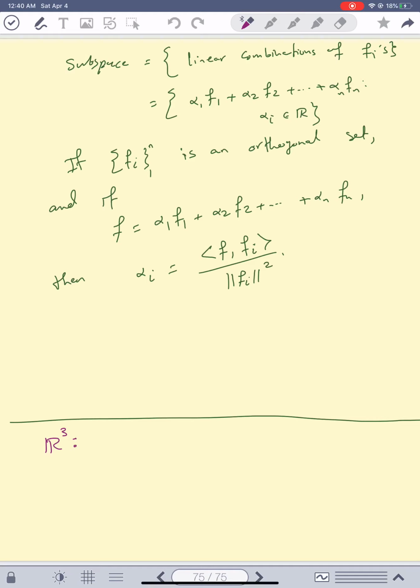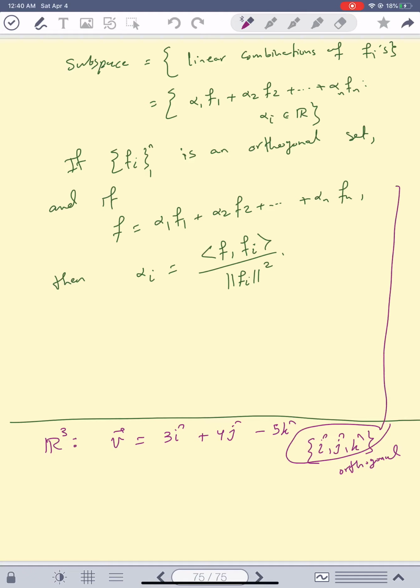In R3, take any vector v, for example, v is 3i plus 4j minus 5k. Now i, j, and k are orthogonal. So I'm saying i, j, k play the role of the f in this statement, f1, f2, f3. I'm trying to generalize the concept of orthogonal vectors to orthogonal functions. So now i, j, k are orthogonal, fine.